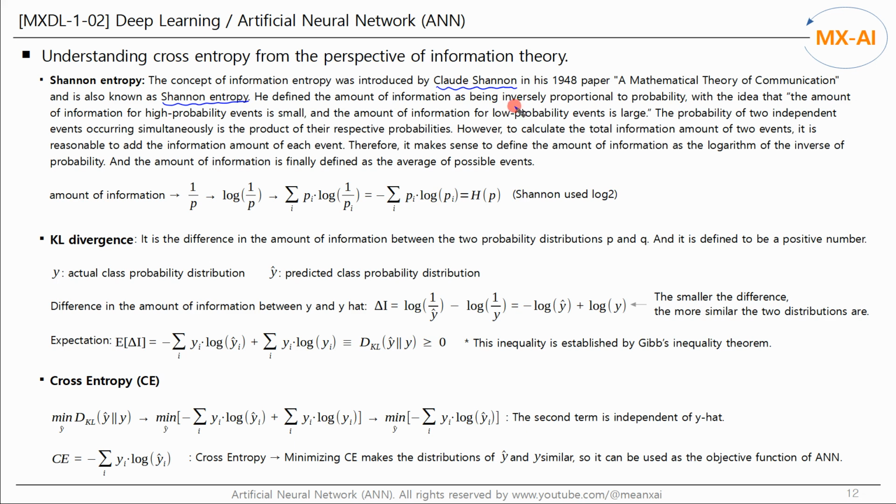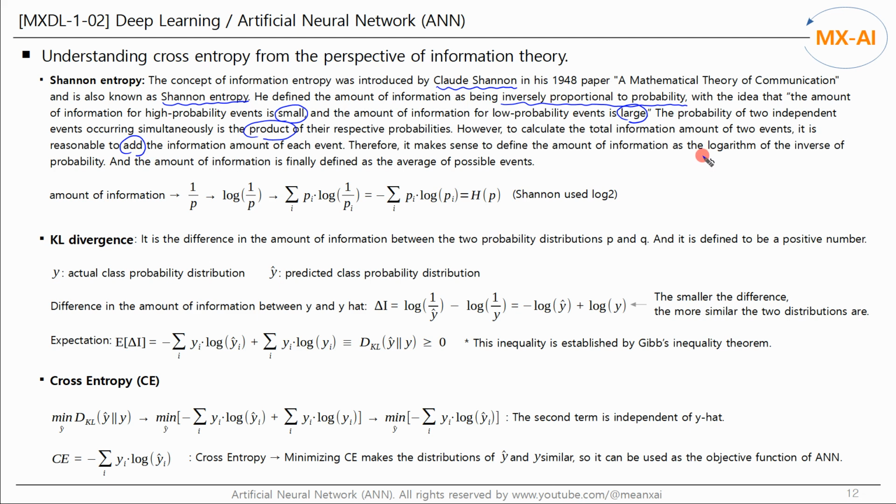He defined the amount of information as being inversely proportional to probability, with the idea that the amount of information for high probability events is small, and the amount of information for low probability events is large. The probability of two independent events occurring simultaneously is the product of their respective probabilities. However, to calculate the total information amount of two independent events, it is reasonable to add the information amount of each event.